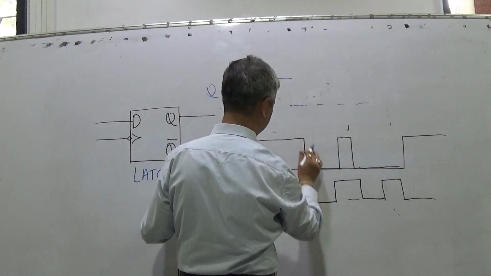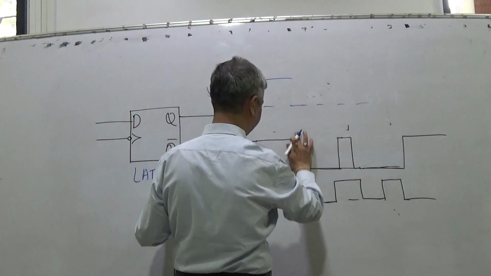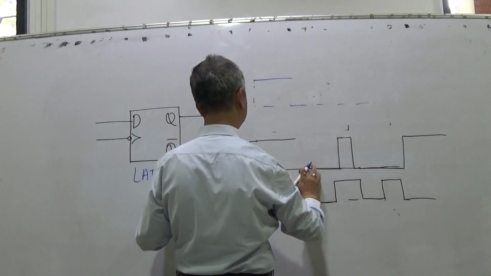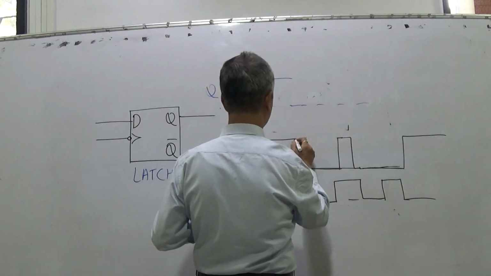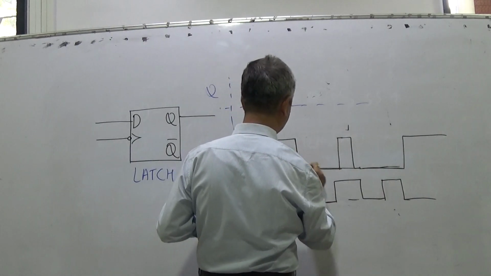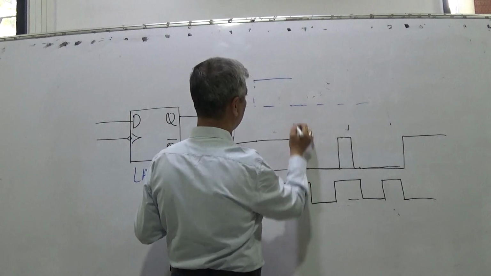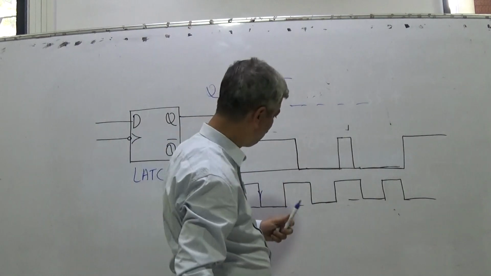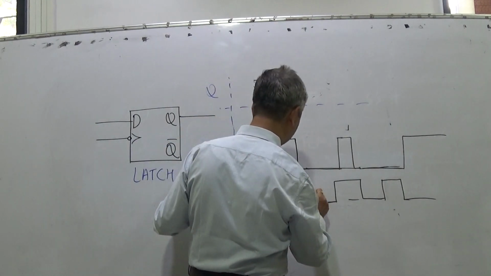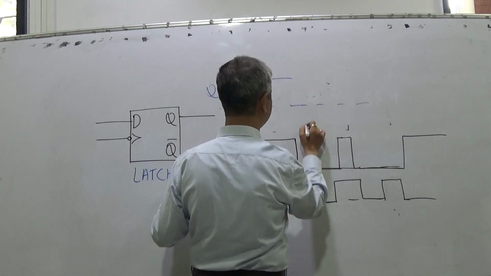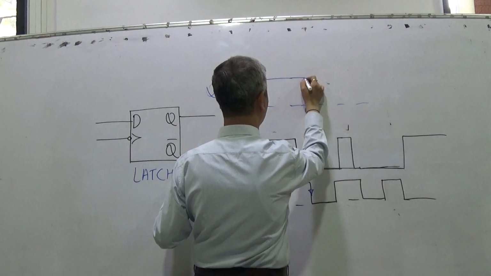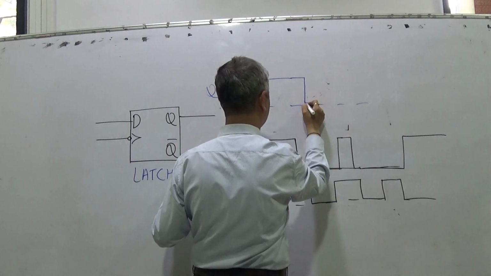Here D has changed. Let us say that input D has changed here. This change will not affect at all. It would be observed at this edge again. What is D at this edge? 0. So at this edge, when the clock goes down, D is transferred to Q.